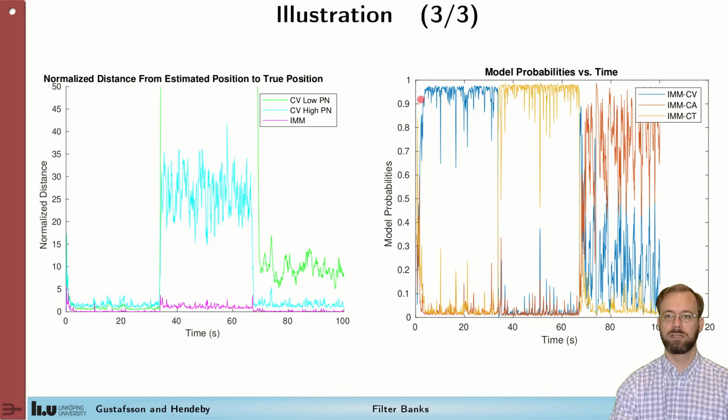So first we think that it's in the constant velocity description or phase. Then the coordinated turn model pops up as being the most important, and the constant acceleration being slightly more difficult to decide, but the predominant model prediction is actually that we are following the constant acceleration model.